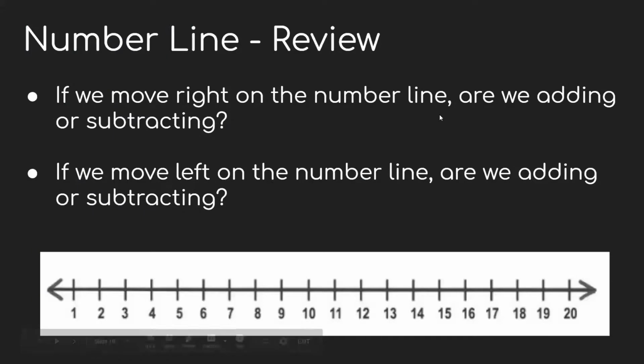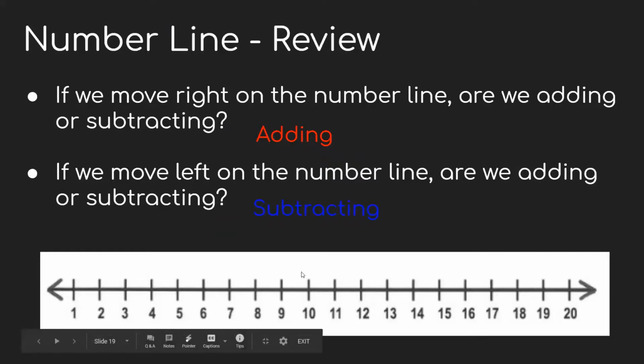Now let's review the number line real quickly. If we're moving right on the number line, are we adding or are we subtracting? If we're moving right, we're adding. Now, if we're moving left on the number line, are we adding or subtracting? We're subtracting. So whenever we are moving right, we're adding, and whenever we're moving left, we're subtracting. For example, if you were to start at this 9 and go to 13, you are adding. But if you were to start at 14 and go to 10, you are subtracting.